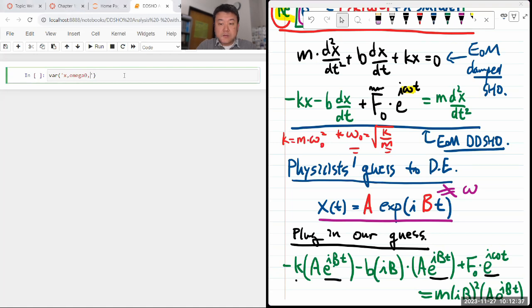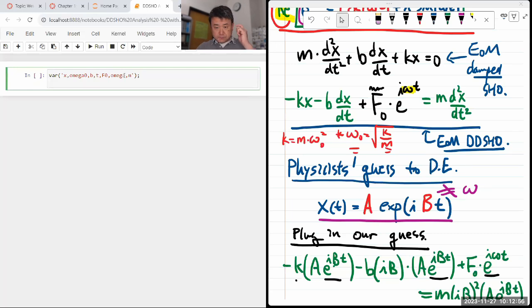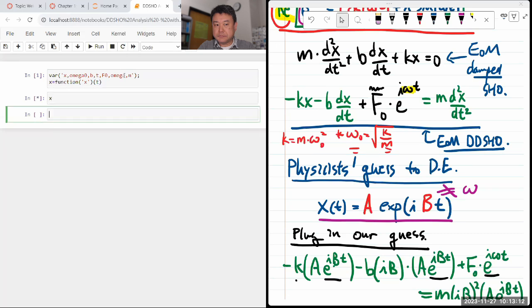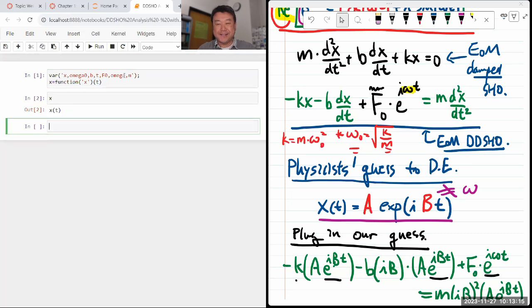So omega naught. B, damping factor, we still need that. T for time, and F naught for amplitude of the driving force, omega for the frequency of driving force. I still need the mass, and I think that's everything. And if I forgot something, I can do that again. And I want to define x as a function. Think this is how you do it. Let me see. Okay, yeah, x is a function of time, great.